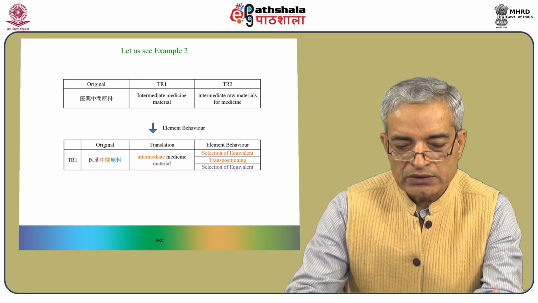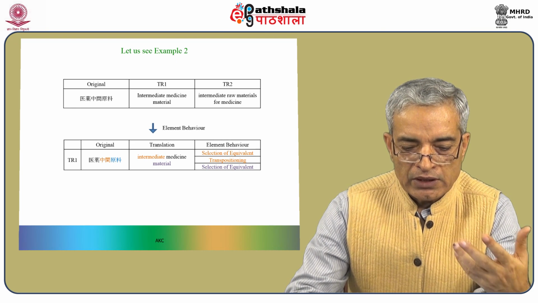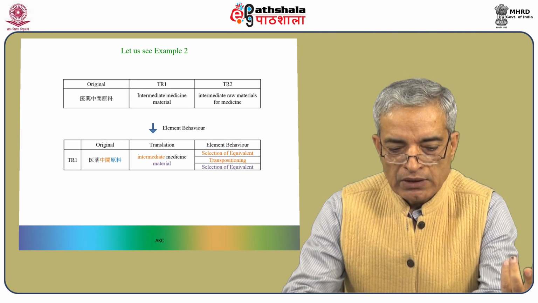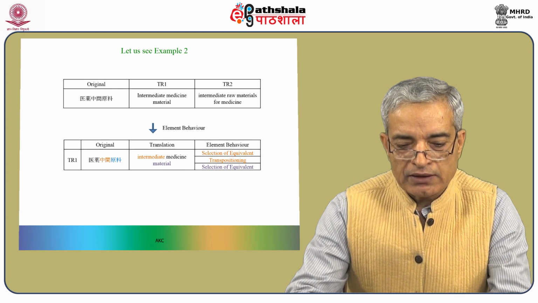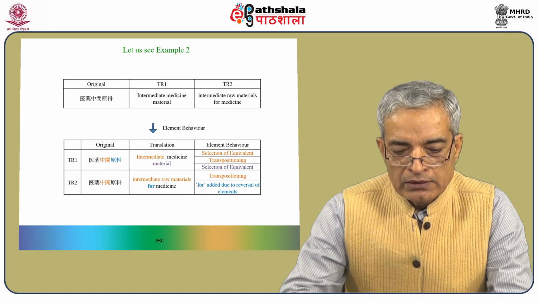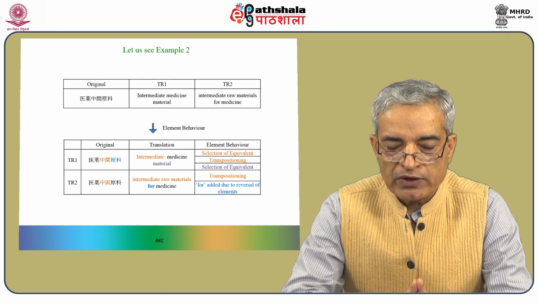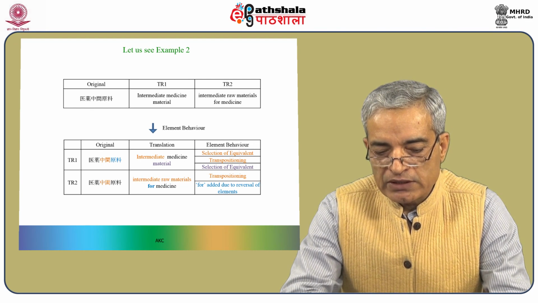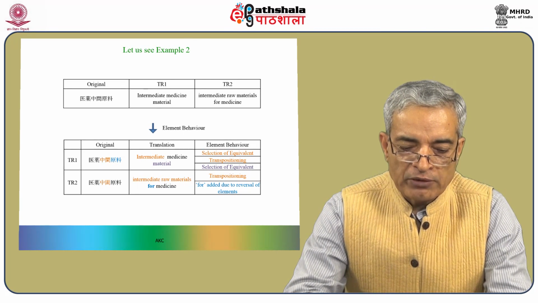There is a choice because, if you see, intermediate is fine. Chukan, Genryo is raw material also at times, and Iyaku, we'll discuss about it, is used as medicine here. Then transpositioning is taking place here, and if we look at translation 2, it is intermediate raw materials for medicine. So intermediate raw materials for medicine is quite explicit. Here first is transpositioning taking place.